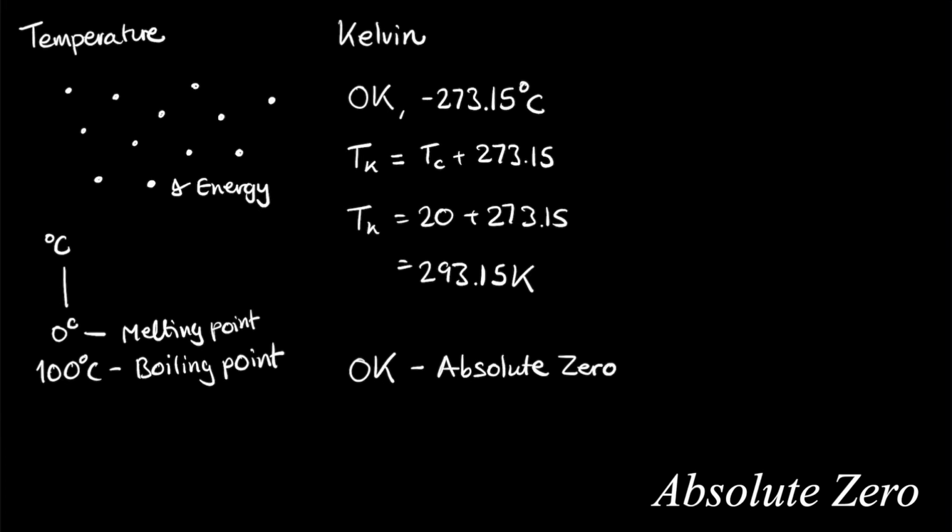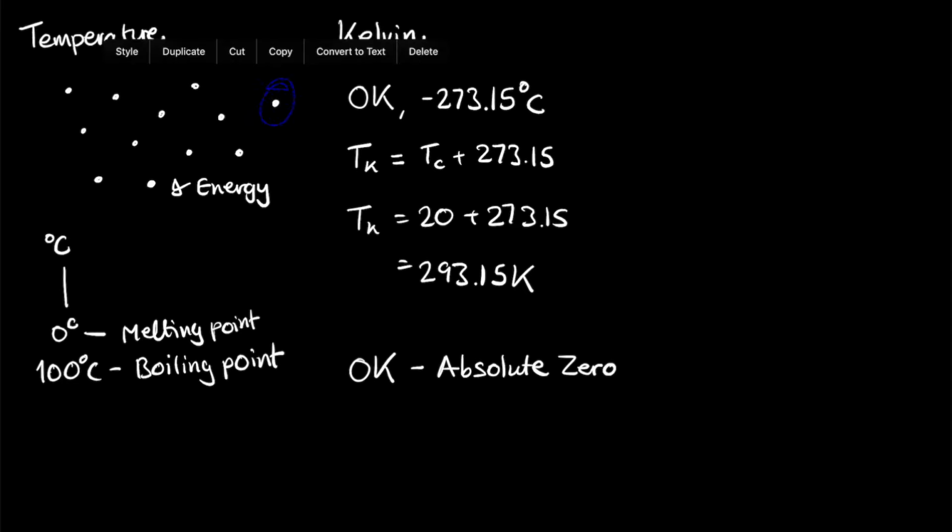So you're probably wondering what happens at absolute zero. Well, absolute zero is the point at which these molecules, which at any normal temperature will be moving around quite a lot, are motionless. They stop moving completely. There is no kinetic energy associated with the molecules at all. And so they're said to be completely still at absolute zero. So that is the definition of absolute zero.